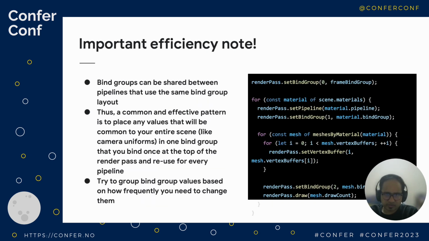Looking at a simplified render loop, we can demonstrate a really effective pattern. If there is a set of resources or uniforms that is used by everything being rendered, like a camera uniform, then every pipeline you create should use the same bind group layout for that data. This allows you to set that data's bind group once at the top of the render pass, then never touch it again.